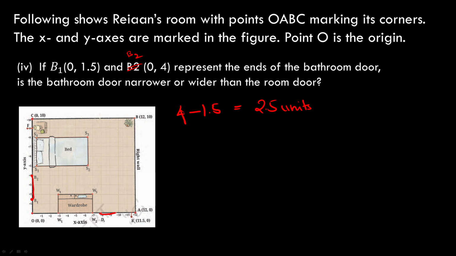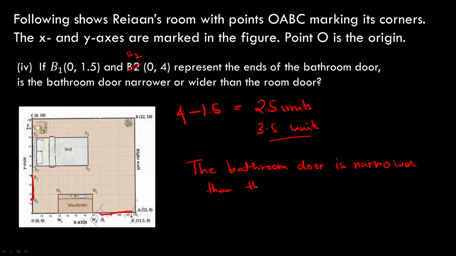The room door is 3.5 units. So yes, the bathroom door is narrower than the room door. And with that, exercise 1.1 is finished. Thank you.